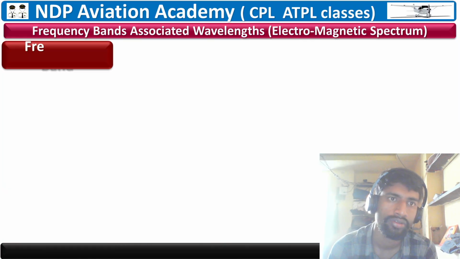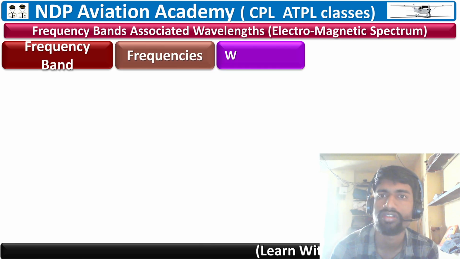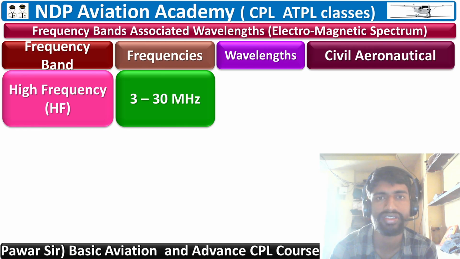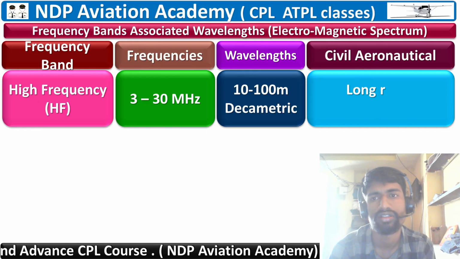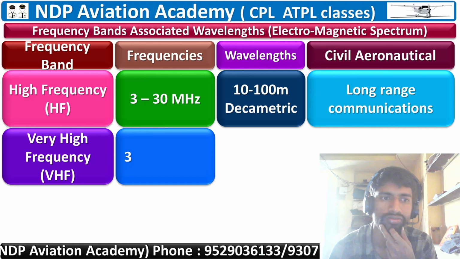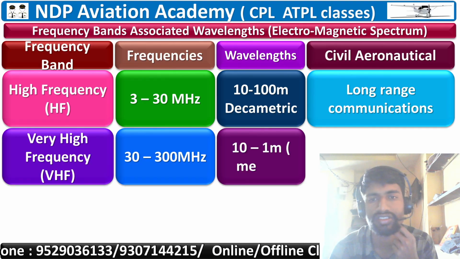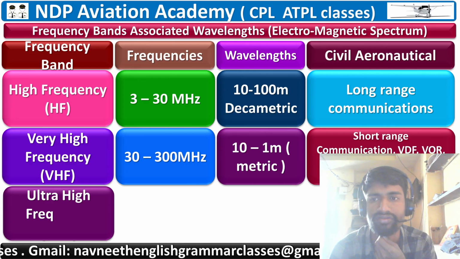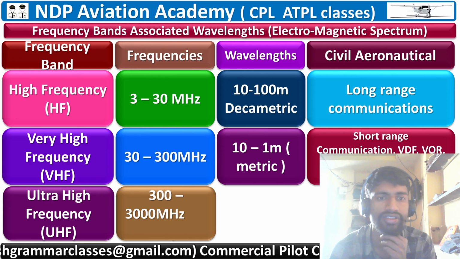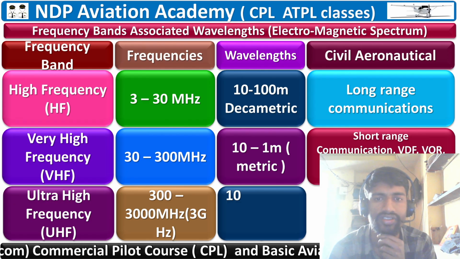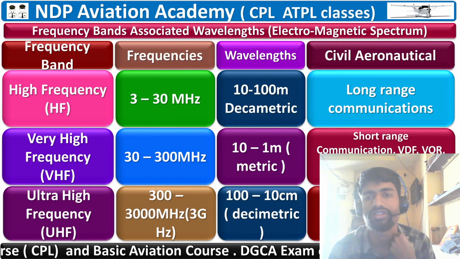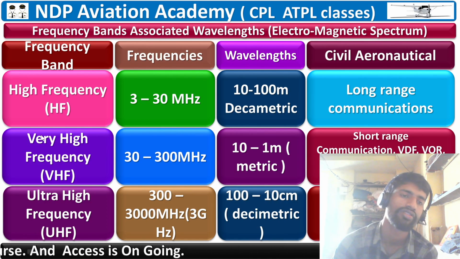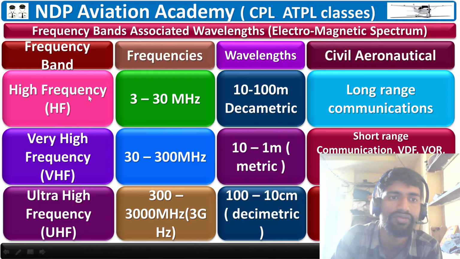Next, frequency band associated with the wavelength, electromagnetic spectrum. We already learned frequency band and frequencies, then wavelength, and then long range communications. Very high frequency starts from here, then short range communication, VHF and VOR, ultra high frequency. One by one, I will break this down also. So we learned VLF, LF and medium. Now we are going to learn high frequency.